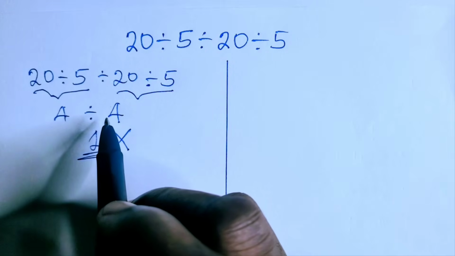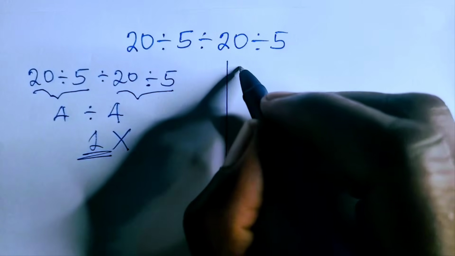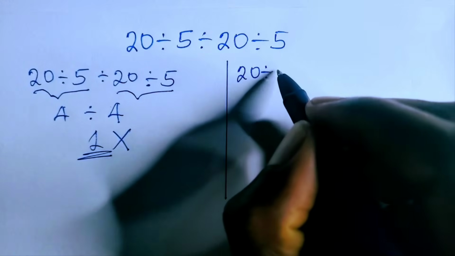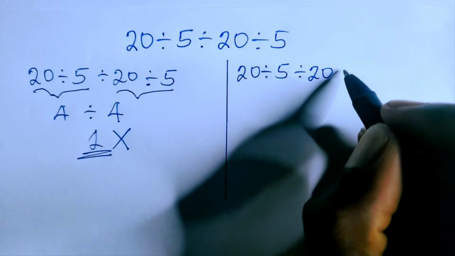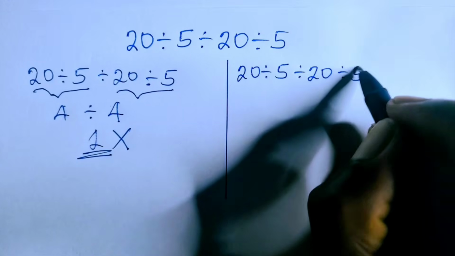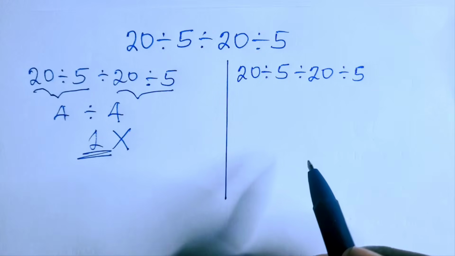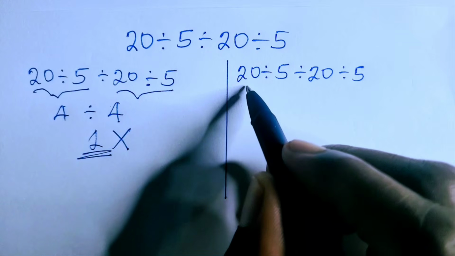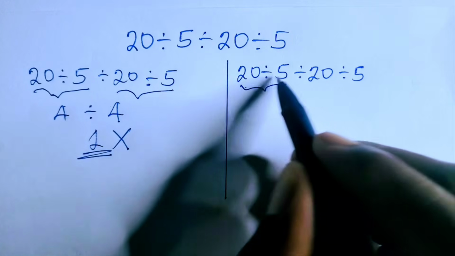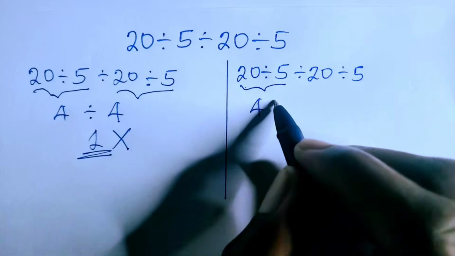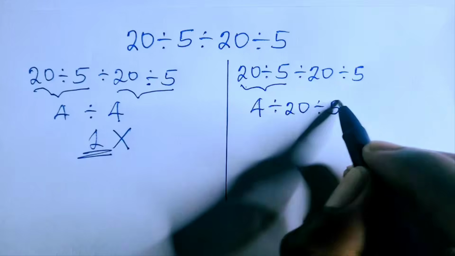Don't make this mistake. Now to get this right, we are going to have this 20 divided by 5 divided by 20 divided by 5. Here we are going to follow this order of operation. Now we're going to divide this first one from left to right. We have this 20 divided by 5, that will give us 4. Then divided by 20 divided by 5.